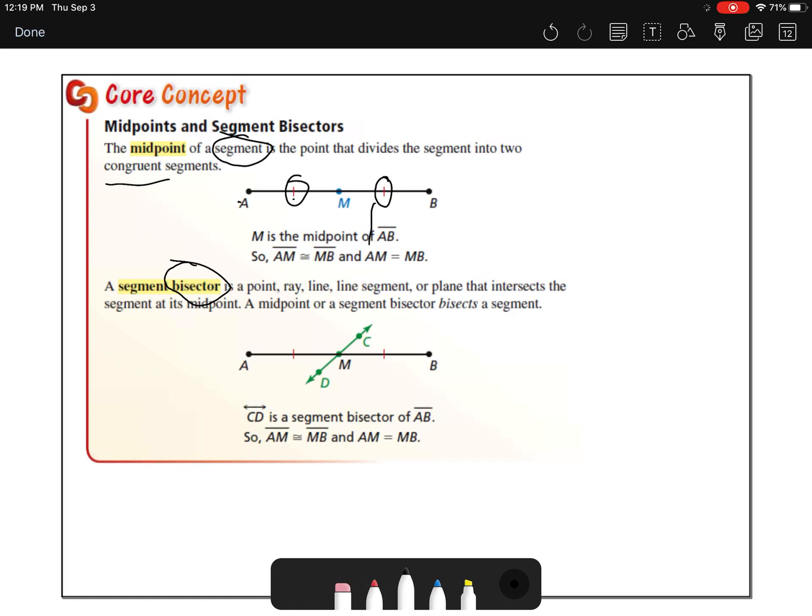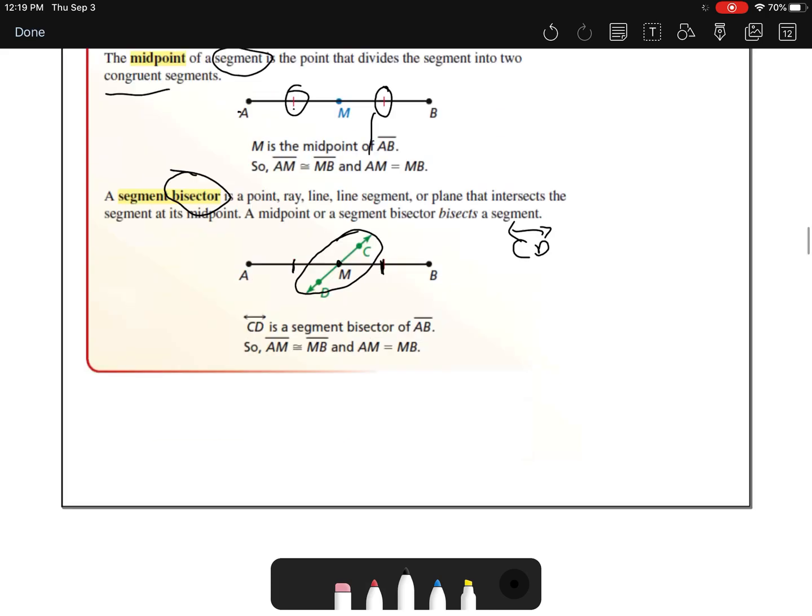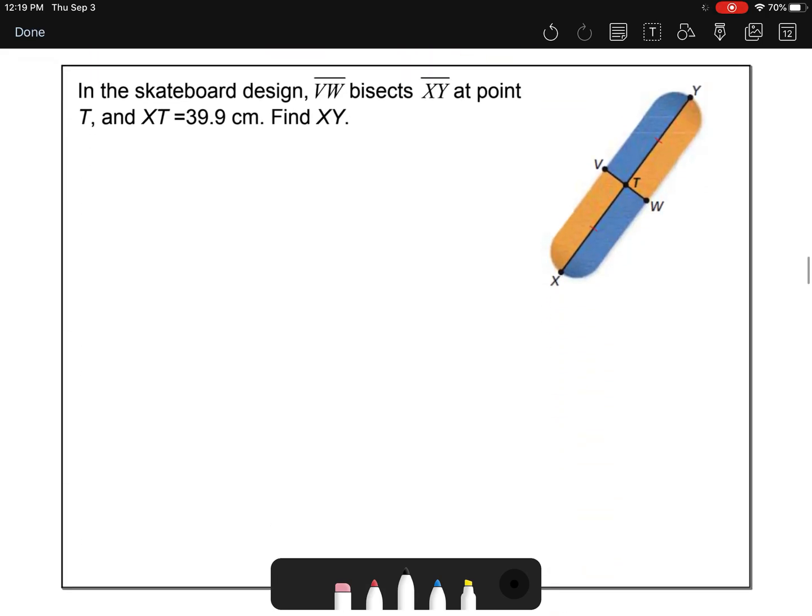To bisect means to cut in half. So therefore, any point, ray, line segment, or plane that cuts a segment into two equal segments is called a segment bisector. So you can see in this case that this green line CD is a segment bisector of AB because these two tick marks say so. So what would point M be? The midpoint.